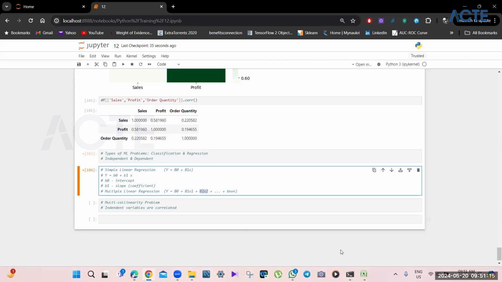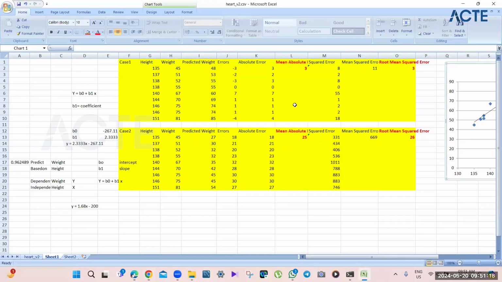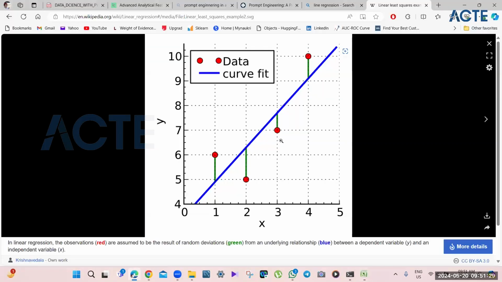Okay. Now, errors also, we have seen types of errors. Whenever the error value is less, we will consider that. Now, here we were seeing something. What are the errors? Let's say this is a linear equation, and the red dots are the data points. The green lines show how much the red point is deviated from the blue line.